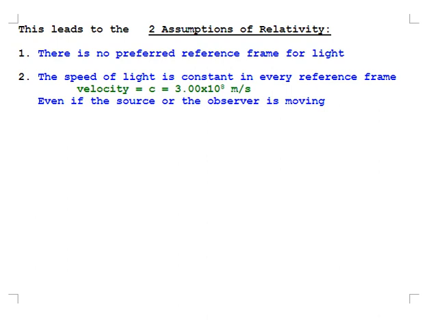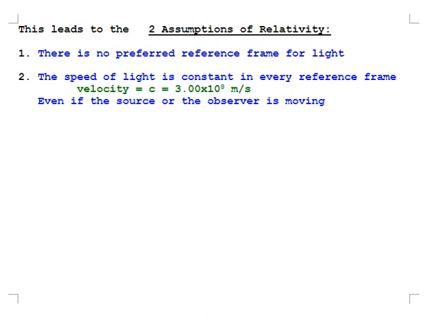Remember, we've talked about the Michelson-Morley experiment, which determined that there was no such thing as ether, which led to something called the two assumptions of relativity. Number one, that there is no preferred reference frame for light. Kind of sort of meant you can't really tell who's moving. All we can tell is when people are moving relative to each other. And the other kind of crazy point was that the speed of light is always the same.